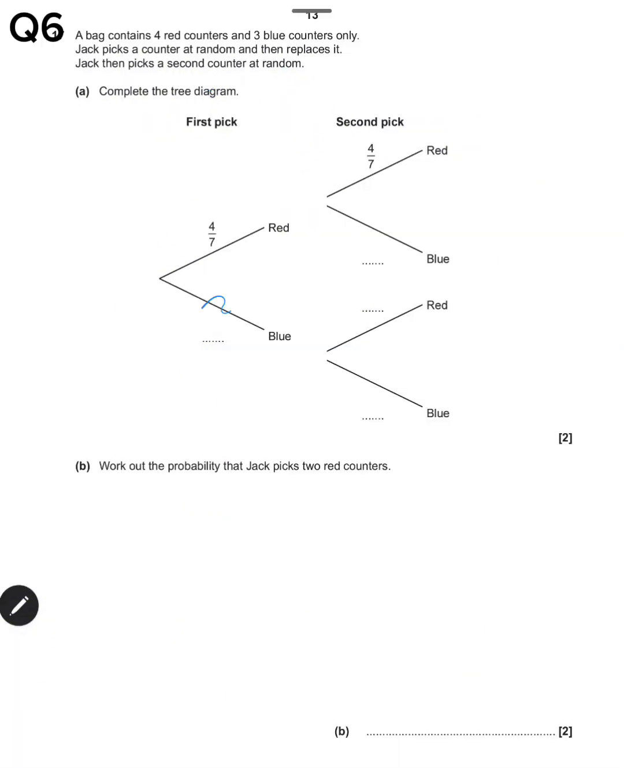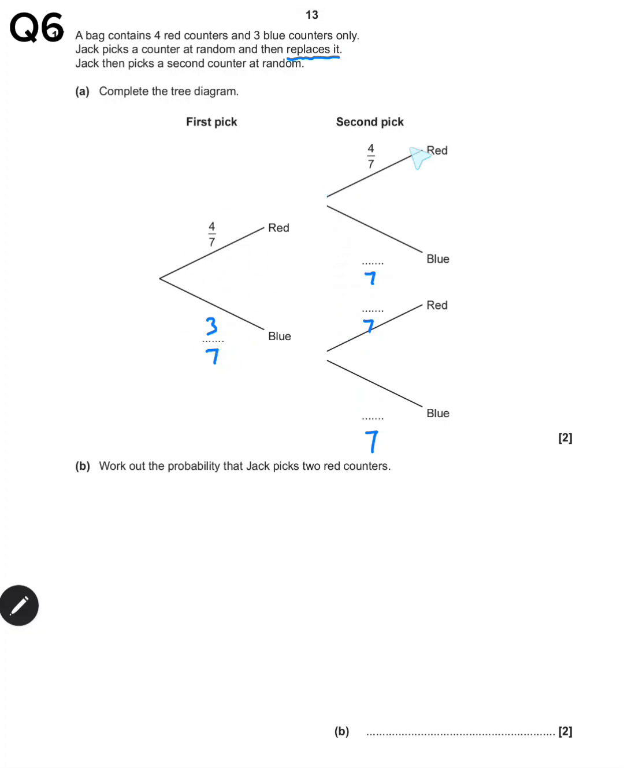And this is a probability tree. We're talking about red counters and blue counters. And my mate Jack picks a counter and then replaces it. Well, good news is, if we're putting the counter back in the bag, then all these probabilities are going to be out of 7. Because there's always 7 counters in the bag. If we look at these 2 branches, well, we've got 4 7ths here. This must be everything else, which is the 3 blue counters, 3 7ths there.